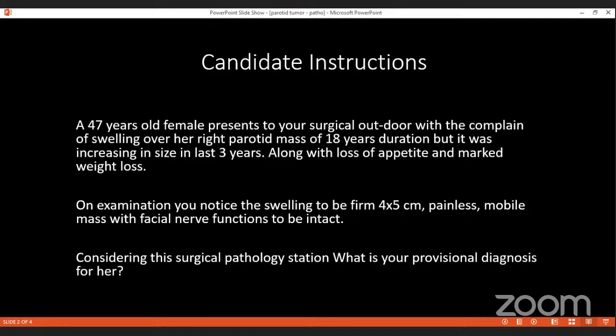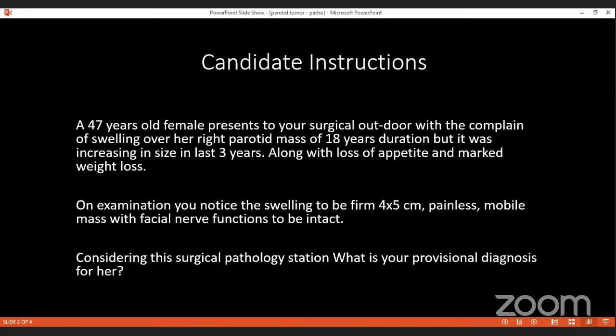What does it mean to you? Pleomorphic means that it is usually biphasic, a combination of cells arising from epithelial, myoepithelial, and mesenchymal origin. Okay, good. Can you please tell me how would you classify tumors of the parotid region?